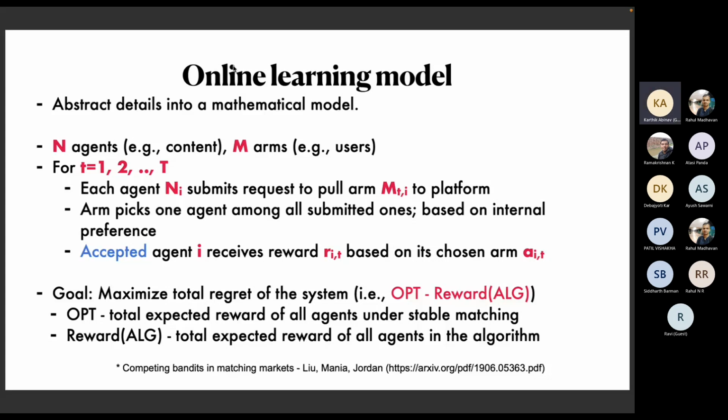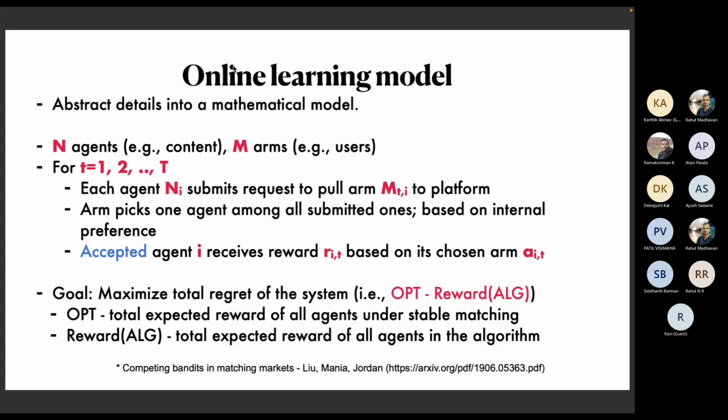Okay. And the regret definition would boil back to the standard regret definition if you have a single agent? Yeah, that's right. The only difference is that if there's only one agent, then every arm would be happy to take it if it's chosen, right? Okay.